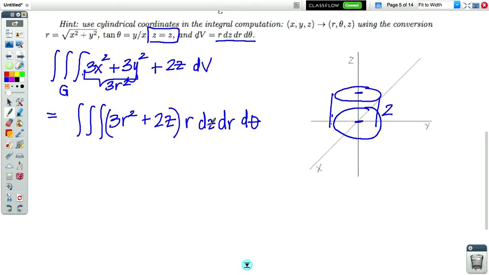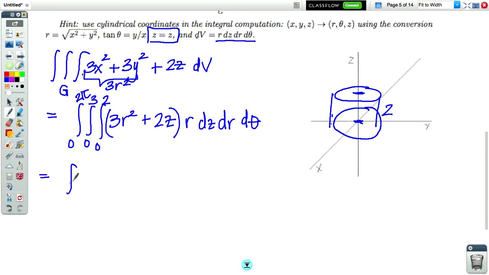So let's set up our limits. Now the first integration is going to be with respect to z. And z, in this case, goes from 0 to 2, just because in the problem it says we're starting at z equals 0 and ending at z equals 2. R is our second integration, and our radius is going to go from 0 to 3, because we're integrating over this cylinder of radius 3. And then, since we're going all the way around the cylinder, theta goes from 0 to 2 pi.